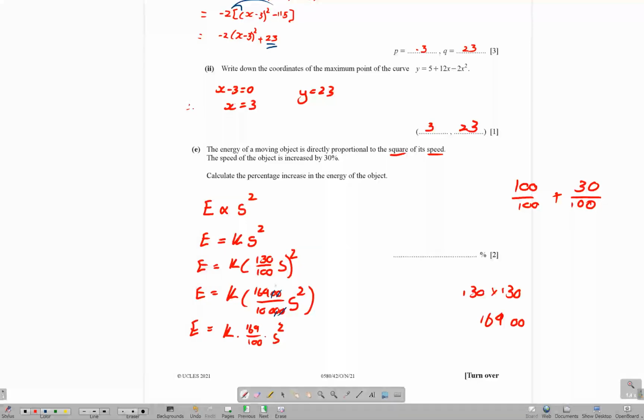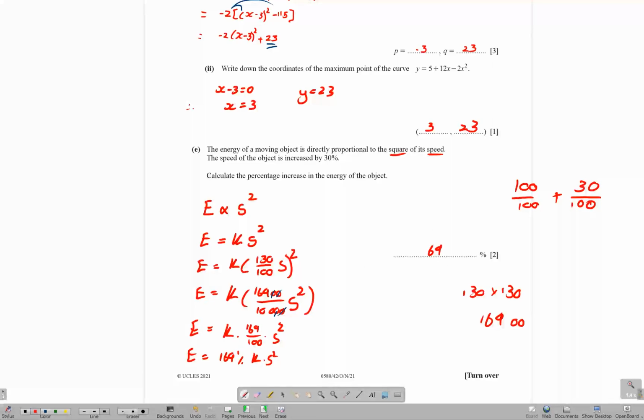Okay, so this essentially means that my energy will increase by 69%. Okay, so if its speed is increased by 30%, then the energy will increase by 69%. Okay, and I can say that because if we just simplify this to a percentage, remember anything over 100 is just a percentage. So then this is 169% times this constant times s squared. Okay, which means that my energy increases by 69%. Okay, and that's my final answer, 69%.